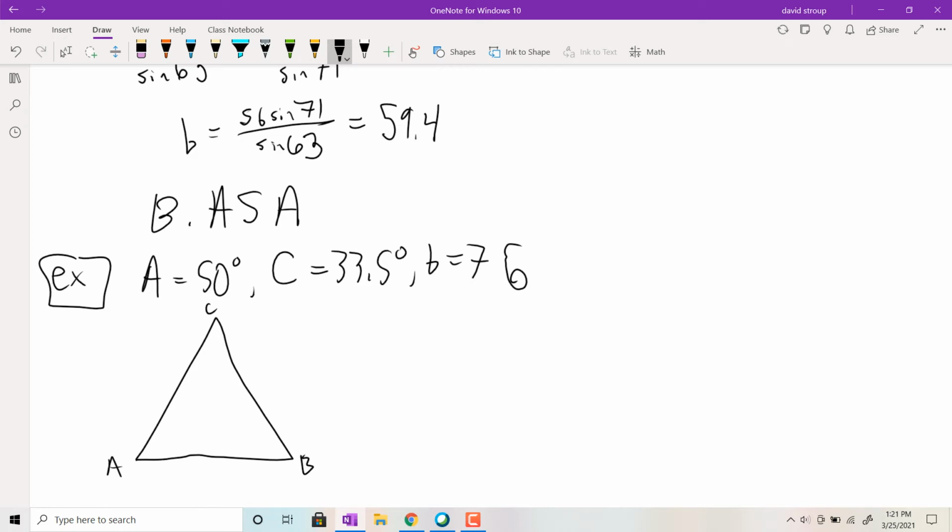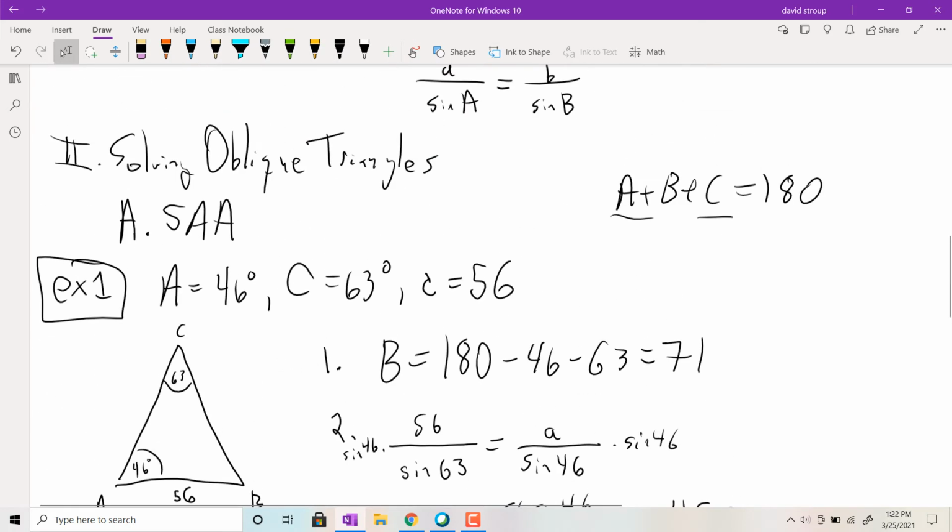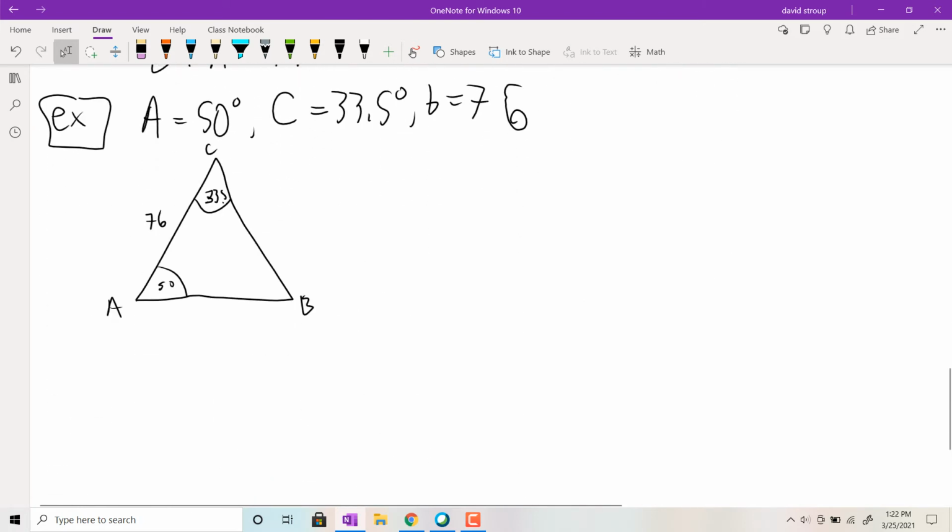So you're going to label this 50, this is 33.5. Don't know big B, little b is 76. Okay, so you can see it's angle, then side, then angle. You can't think of it as angle, angle, and then side, so it's a little weird like that. You'll figure it out, though. I have faith in you.